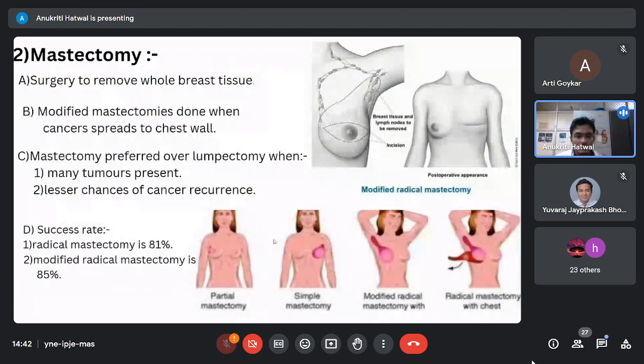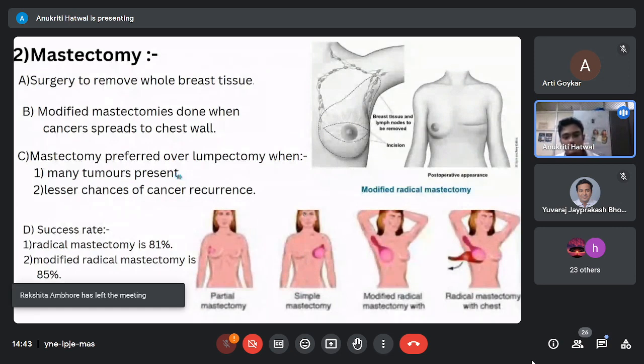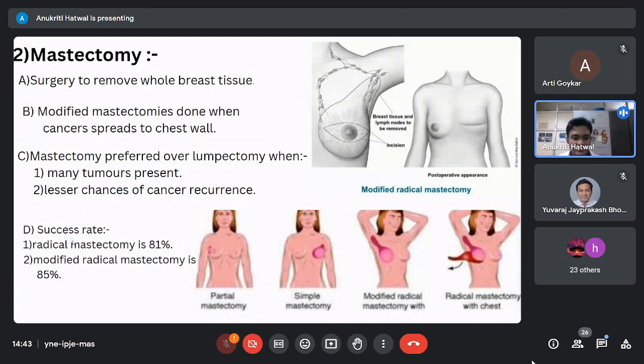axillary nodes. Over time, a new technique called the modified radical mastectomy has emerged over the radical mastectomy, in which the breast tissue, fat, and the axillary lymph nodes are removed, thus sparing the muscle. According to a survey, the 5-year survival rate of the radical mastectomy is 81%, while for the modified radical mastectomy, it is 85%.